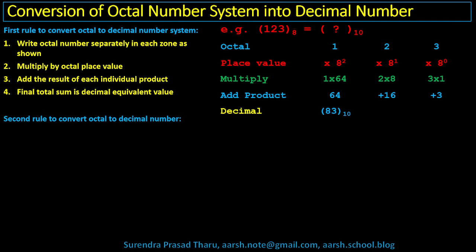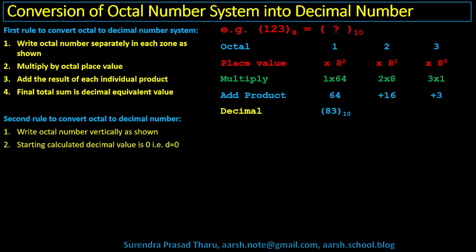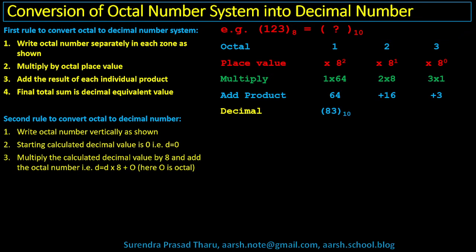Now another method, the second method. The first rule, step 1, says to write the octal number vertically as shown. Here is the same example; we can go with the previous example. Step 2 says to start calculating the decimal value. The starting decimal value would be 0. Let's define that d represents the decimal value, equal to 0.